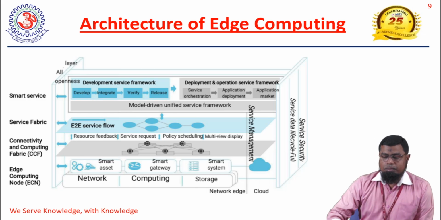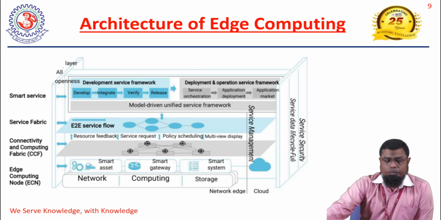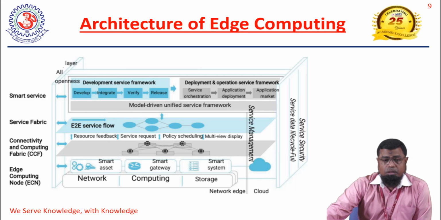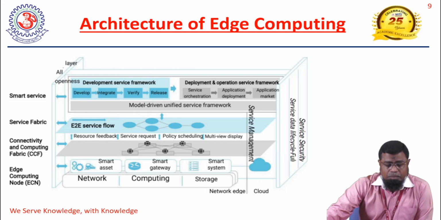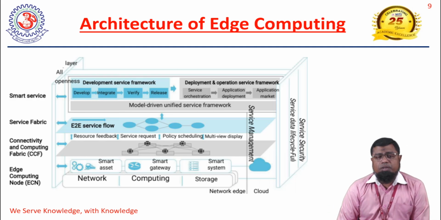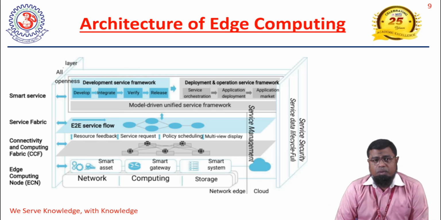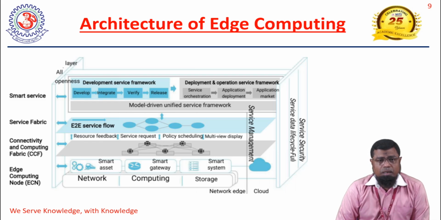So the next diagram explains clearly the fundamental architecture, how edge computing has to be deployed. You can see that there are basically four layers. The first layer is the smart service layer. The next one, the service fabric layer. Then the connectivity and computing layer. And then the bottom layer is the edge computing network layer.